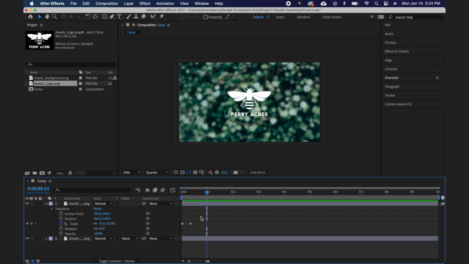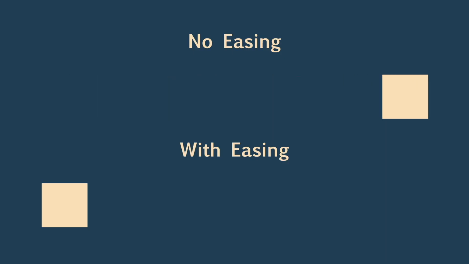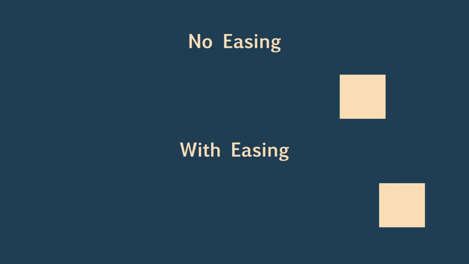To ease your keyframes, simply highlight them and press F9. You should see your keyframes have now changed the shape to this hourglass shape. This means that the keyframes are eased. If you play it back, you should now see that the animation appears a bit smoother. Here's a really obvious example of what an animation looks like with and without easing.